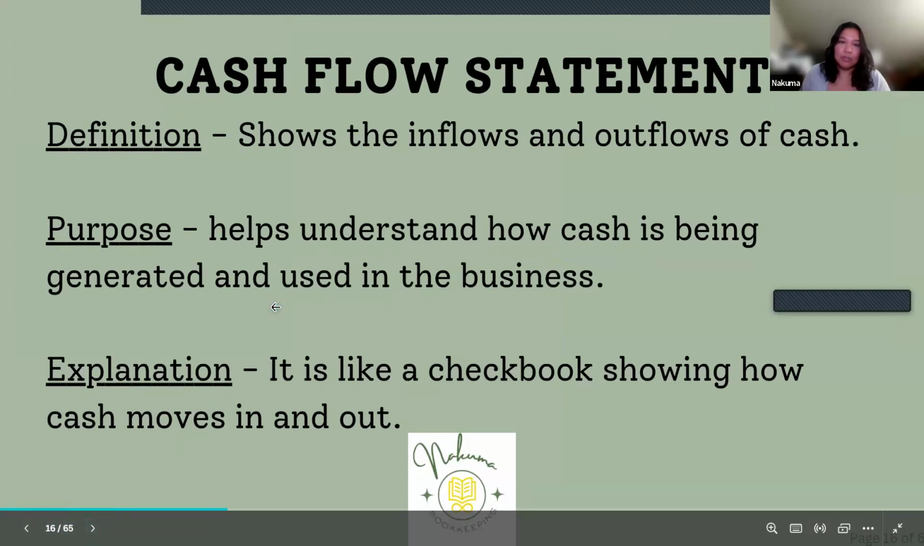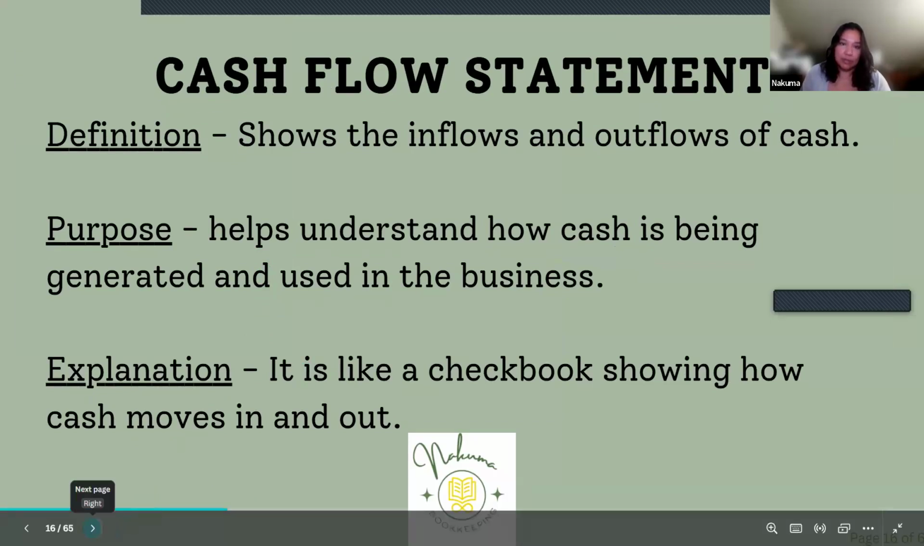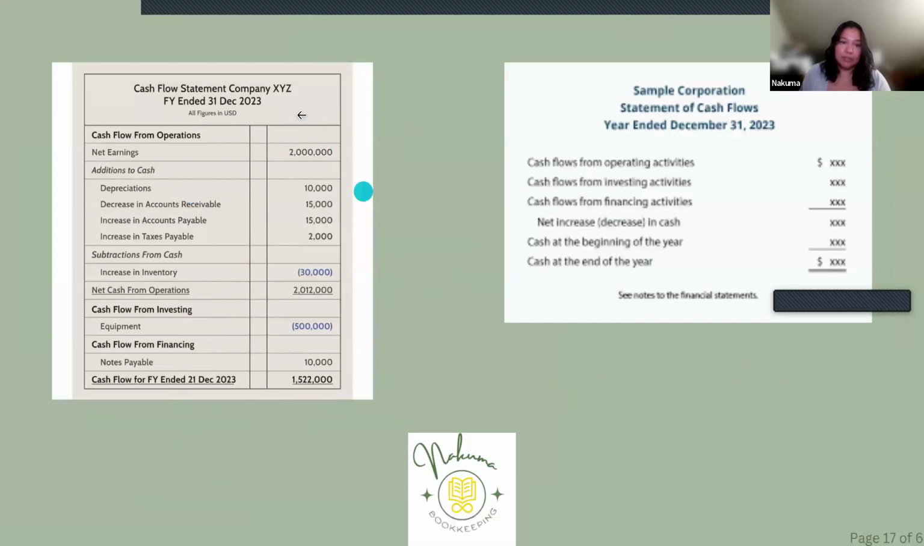This is a cash flow statement. A cash flow statement shows the money coming in and out. It helps you understand the cash being generated and used in the business. This is like a checkbook showing how the cash moves in and out. So this is just cash based revenue and expenses.